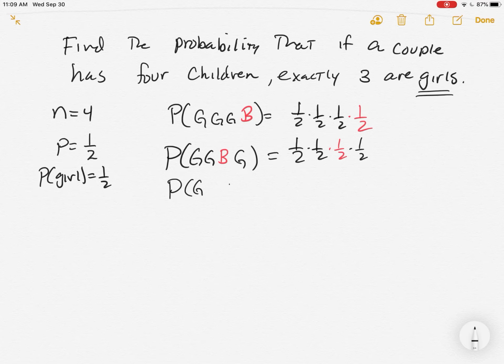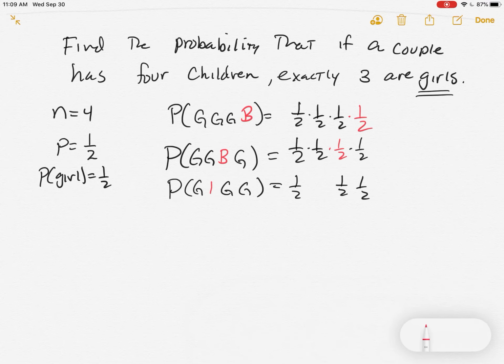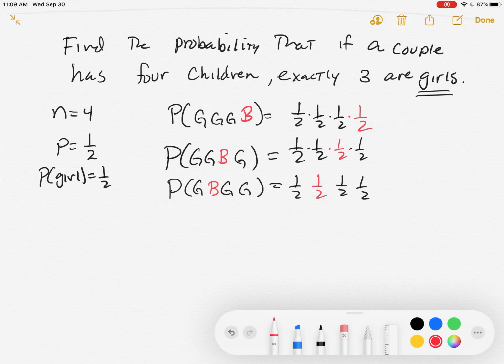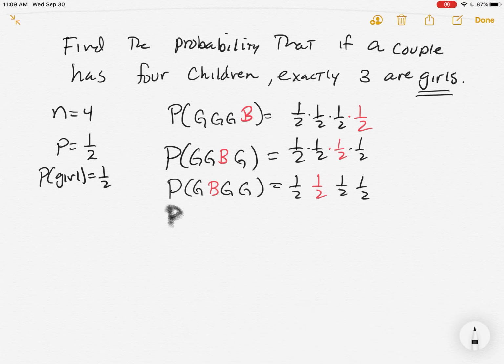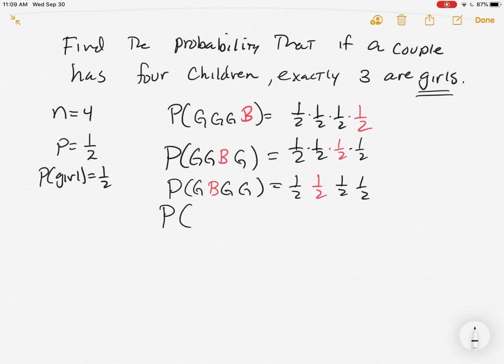Probability of girl, girl, girl, or one half, one half, one half. I'll try to get faster with this to not waste your time, with the boy being born here. And there's a last option for 3 girls and a boy, and that is the boy being born first and the 3 girls at the end.